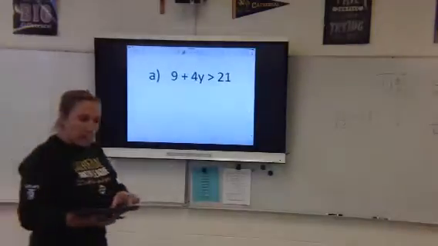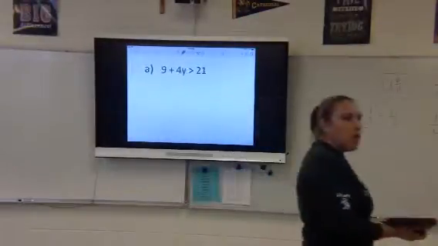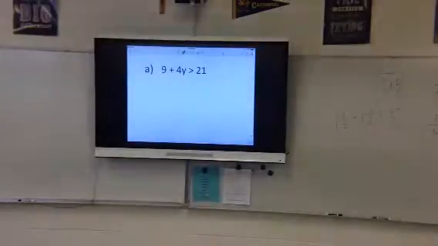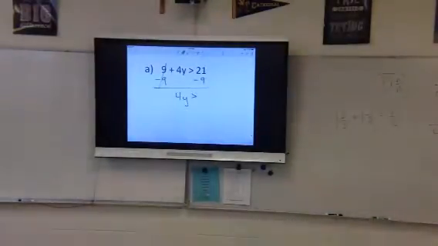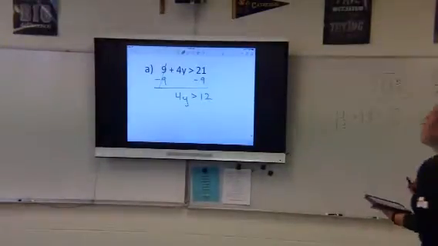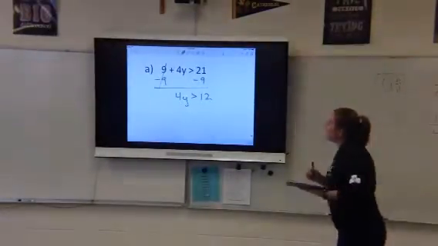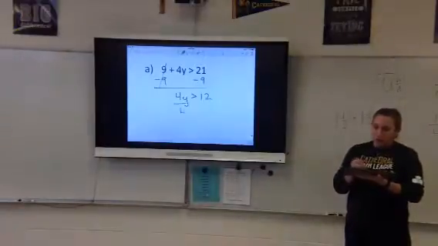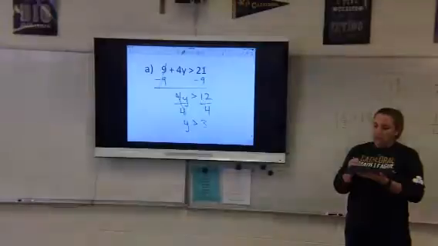All right, so an example A here, 1A. Hannah, start us off. What are we going to do here first? We're going to do -9. Very good. So let's subtract 9 from both sides, so that cancels. So I have 4y greater than 12. Okay. Kayla, what would our next step here be? You divide by 4. Good. Divide by 4. So y is going to be greater than 3.